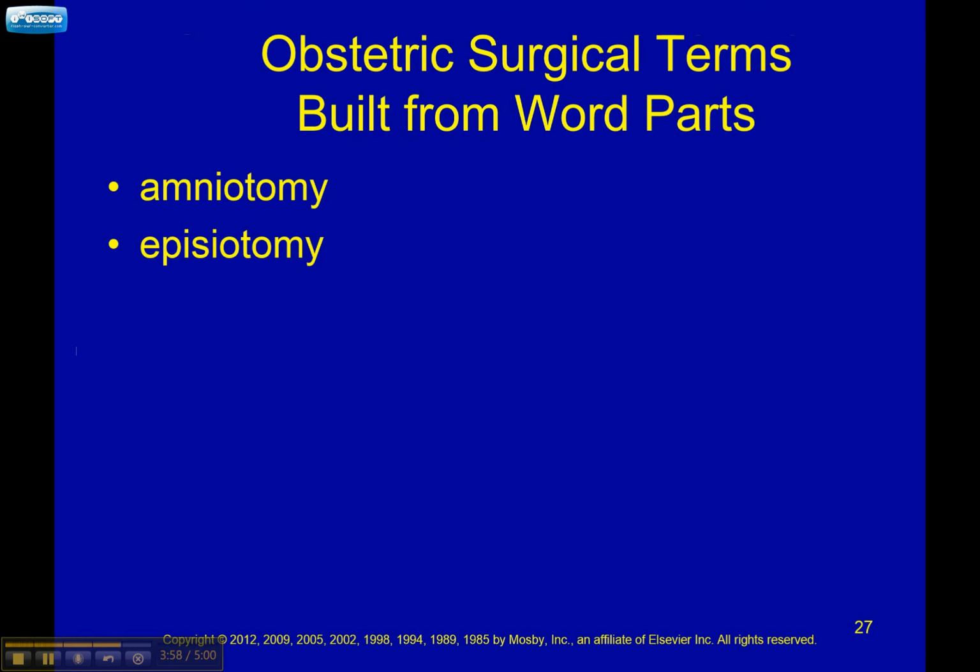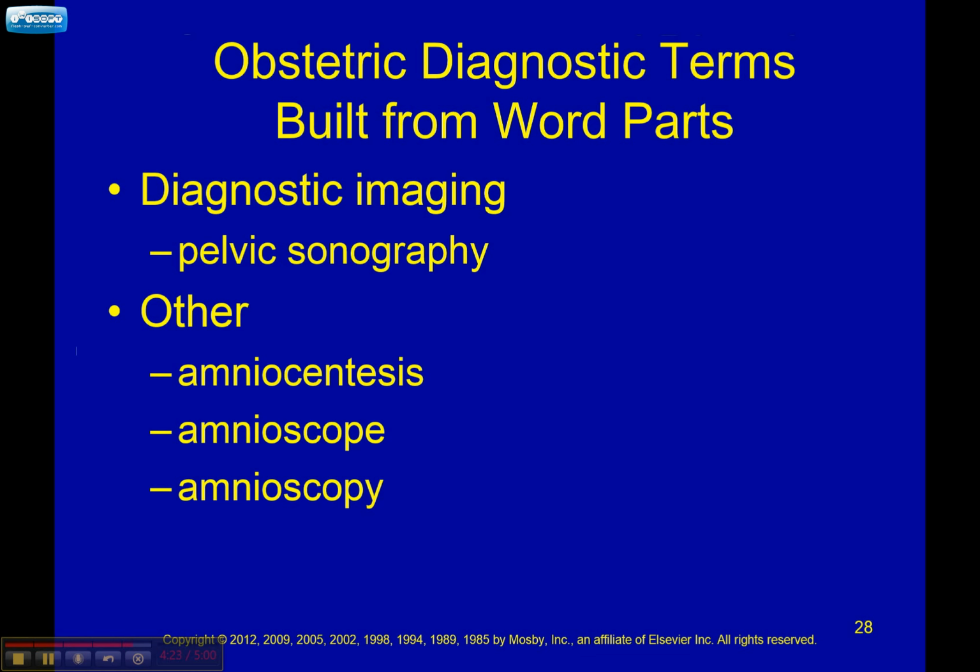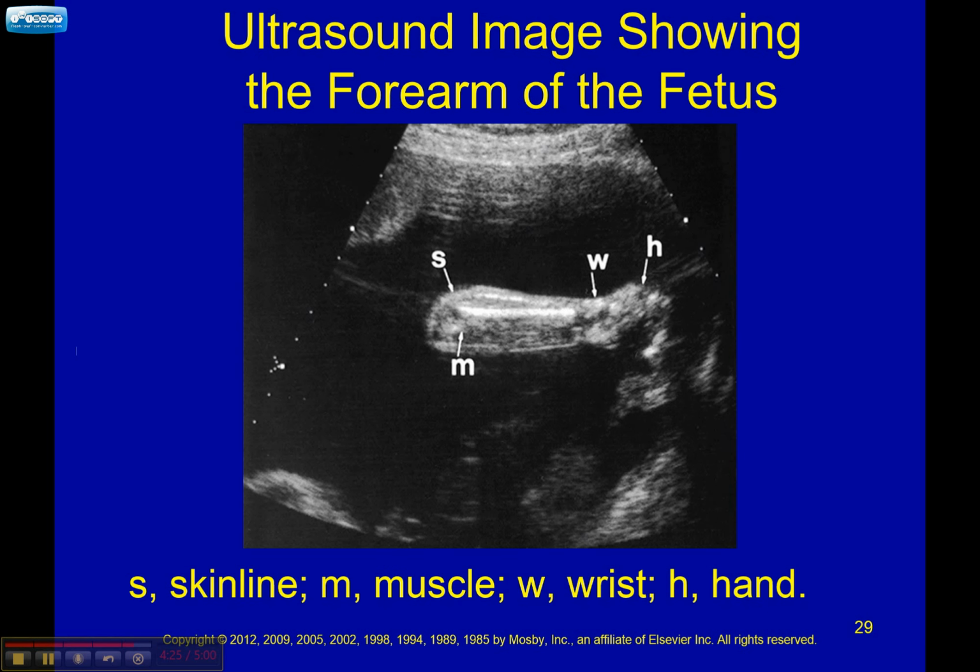These are a few pictures of things that are not built from word parts, some are built from word parts, some are not. These are obstetric, which means it occurs during the pregnancy phase. Amniotomy, amnio is the amniotic sac. Episiotomy is when they have to cut the area to allow for birth to occur. So again, we have some more built from word parts.